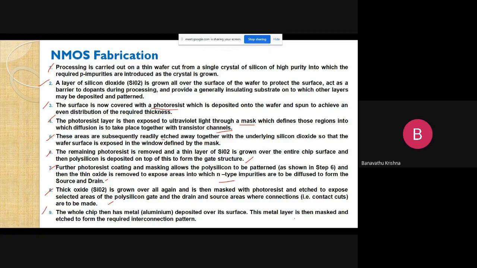This metal layer is then masked and etched to form the required connection pattern. So here the metal layer is taken as an aluminum layer. That layer covers the entire surface of the silicon crystal where we need to make the connections. Those connections are nothing but source, gate, and drain. The remaining areas are shielded, right?